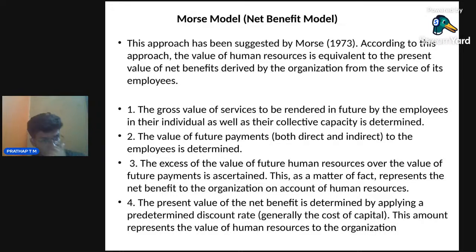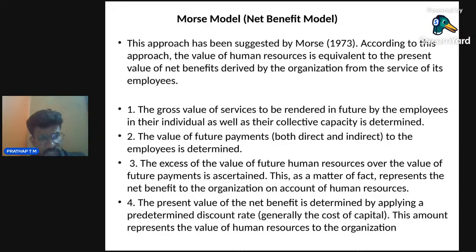But in the case of the Morse model, what it suggests is the net benefit that the company gains from a particular employee. That is the logic the Morse model uses for determining the value of human resources in an organization. So what are the steps they follow? As in Lev and Schwartz's model, the net benefit model also follows 4 steps.